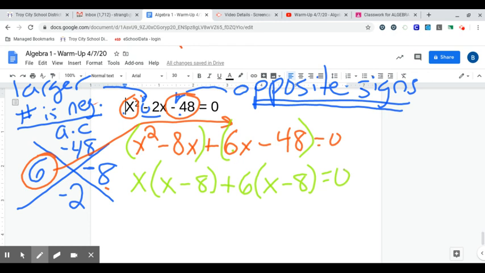And now one more step. I just pull my x minus 8 out. All right, we're doing like reverse distributive property. And what I'm left with on the inside is x plus 6.